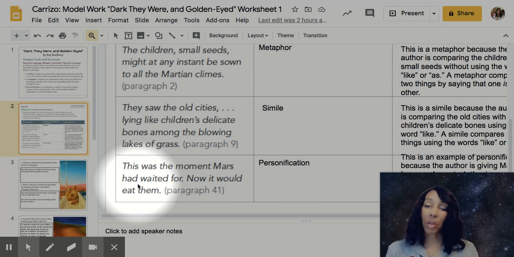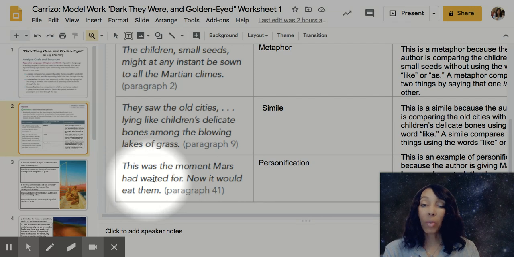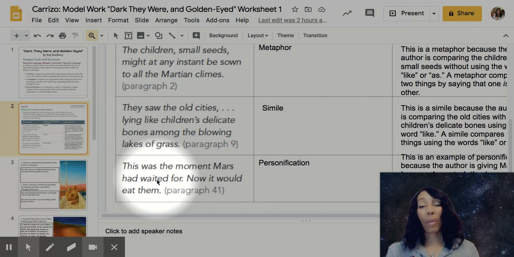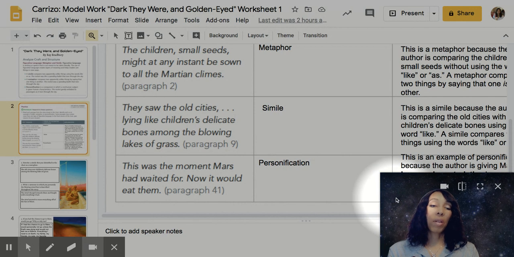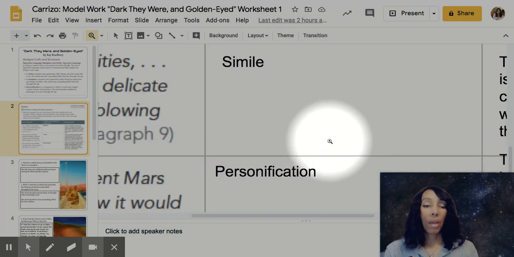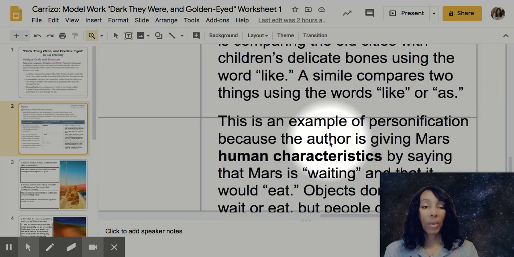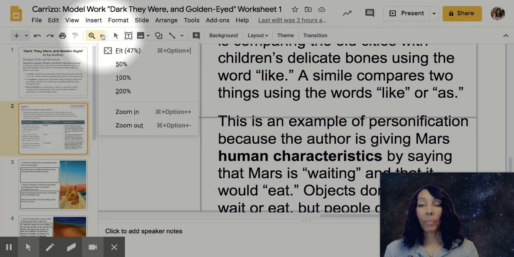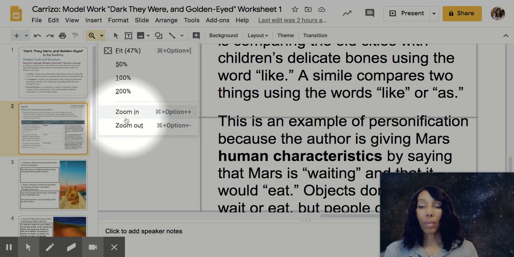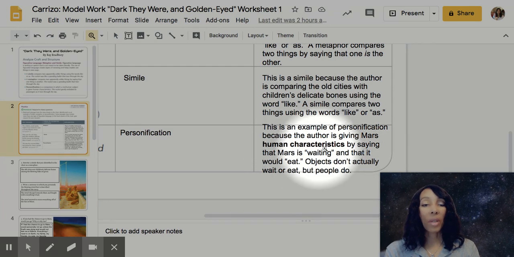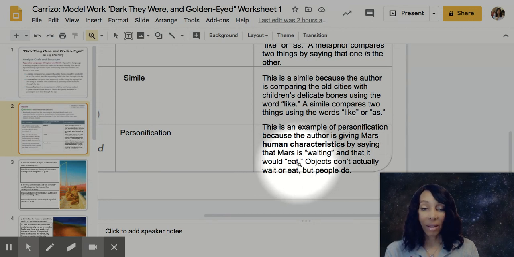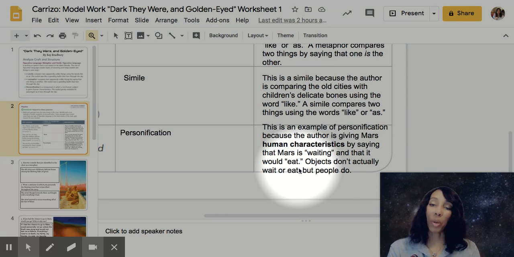why I chose that type of figurative language. And the last example on the chart, this was the moment Mars had waited for. Now it would eat them. This is clearly an example of personification. So if I look over here and move this a little bit, I can see that here's my explanation. This is an example of personification because the author is giving Mars human characteristics by saying that Mars is waiting and that it would eat. Objects don't actually wait or eat, but people do.